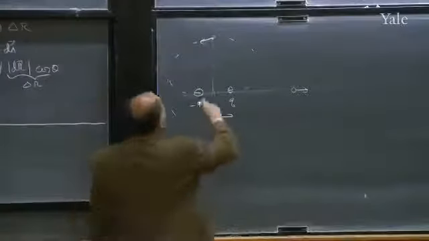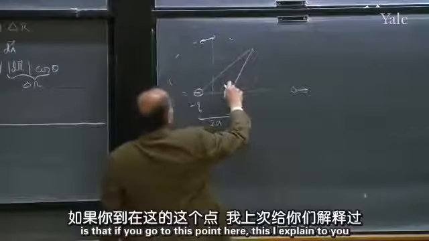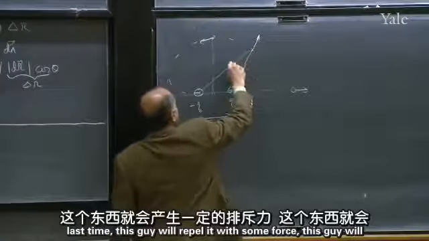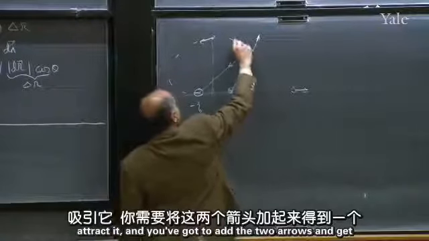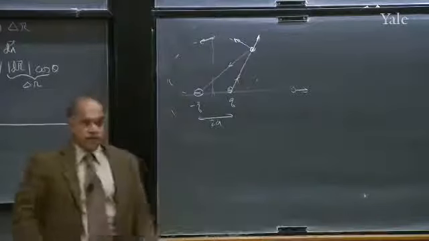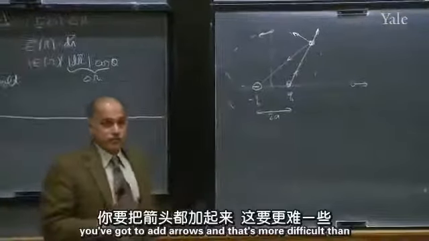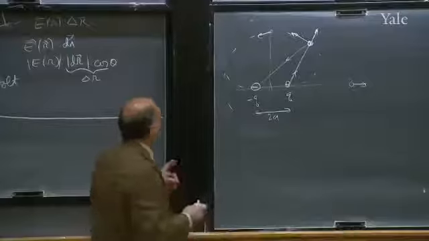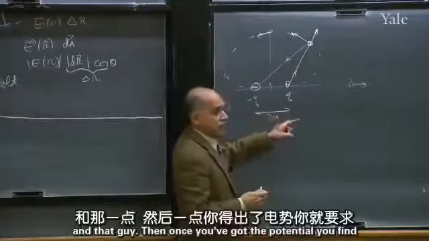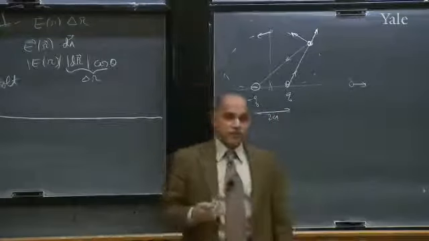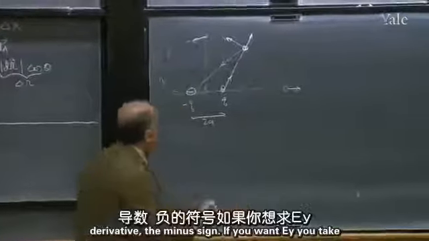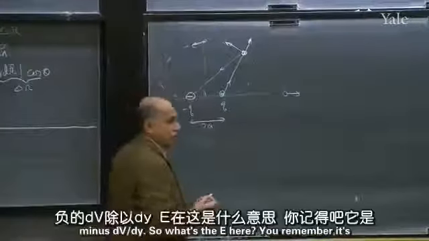What makes life difficult is that if you go to this point here, this I explained to you last time, this guy will repel it with some force. This guy will attract it. And you've got to add the two arrows and get a new arrow. That's the net electric field at that point. So you've got to add arrows. And that's more difficult than adding the potential, which is just a number from this guy and that guy. Then once you've got the potential, you find the field by taking derivatives. You want Ex, take the x derivative, with the minus sign. You want Ey, you take minus dV/dy.